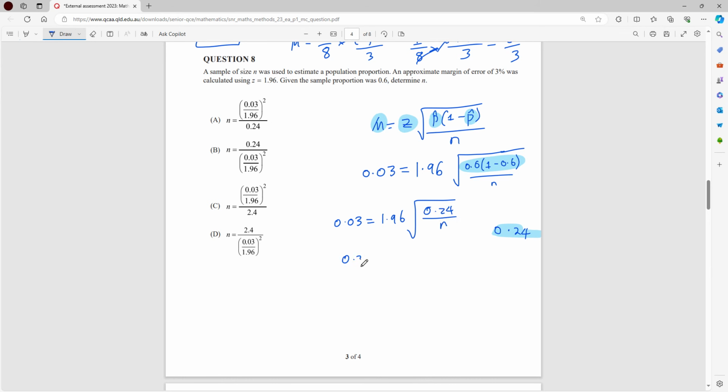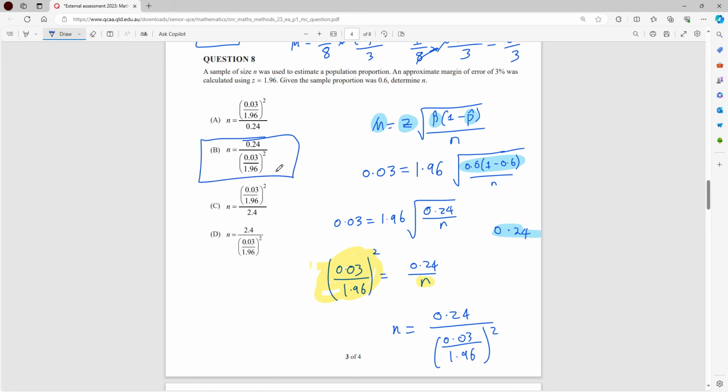So 0. I forgot the 0. 0.03 on 1.96 equals the square root of 0.24 on n. You can square both sides to get rid of that square root. So you're going to get the following expression given like this. Then you're going to swap the n and this expression here. So this guy and this guy swap. So you're going to get n equals 0.24 over 0.03 on 1.96 all squared, and we can see that matches straight away with answer B. Okay.